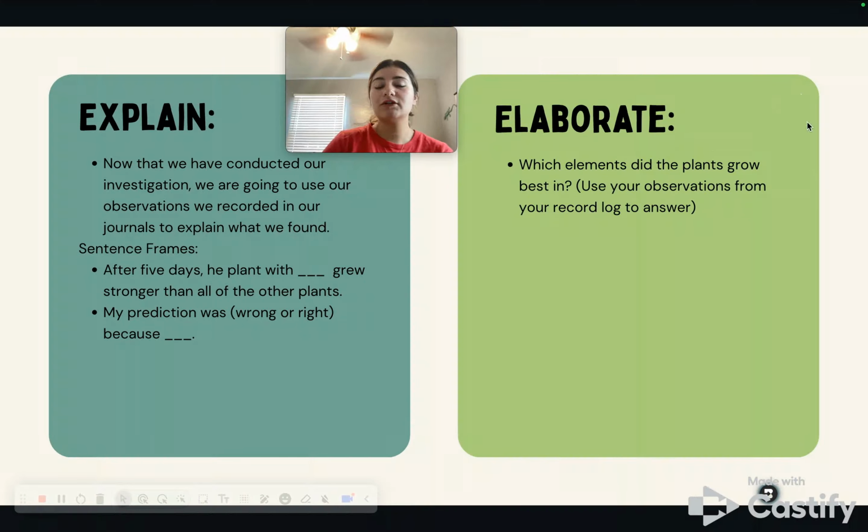All right, now we're just going to talk. And I'm going to ask you guys, which elements did the plants grow best in? So did the plant that had no water, no sun grow the best? Did the plant that had both water and sun grow the best? I want you to answer that. And I want you to use your observations from your record log to answer. So let's go ahead and hear from a couple people in class.